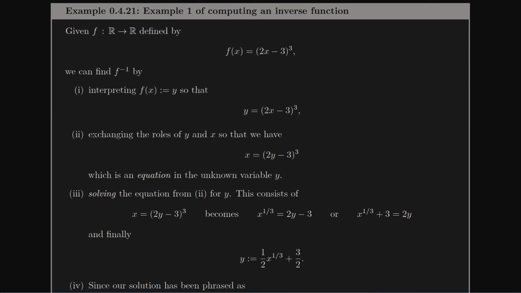So let's actually do that here. If I have something like f of x equals (2x minus 3) cubed, to do the inverse function, I'm going to replace f on the left-hand side with a y. I'm then going to swap x and y around, and I'm going to solve for y.